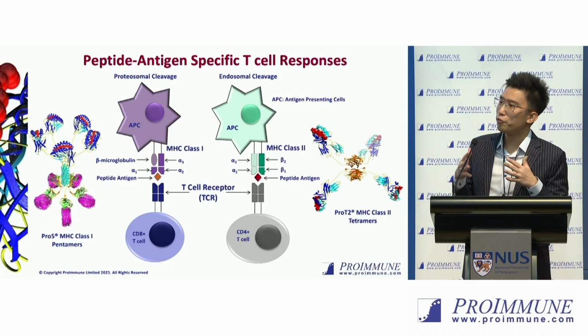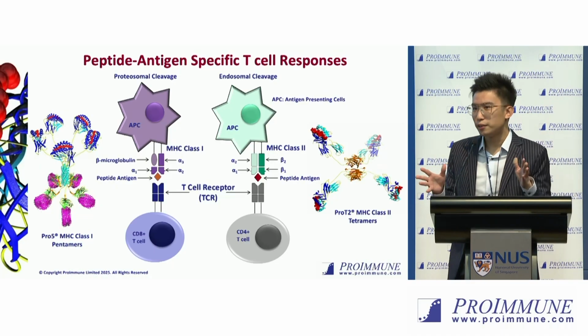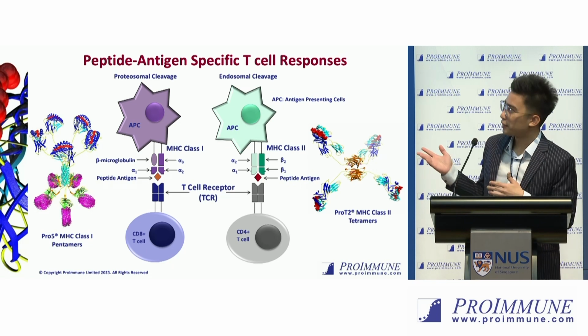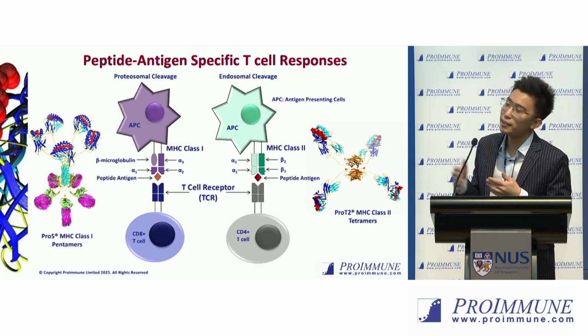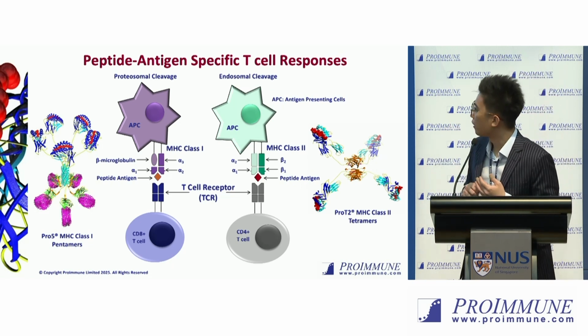Knowing that both these T cells have TCRs that are able to recognize specific peptide-MHC complexes, it's important to have research tools that are able to bind specifically to these TCRs. And that's where the multimer products come in. We have the Pro5 MHC class 1 Pentamers and the Pro-T2 MHC class 2 Tetramers.